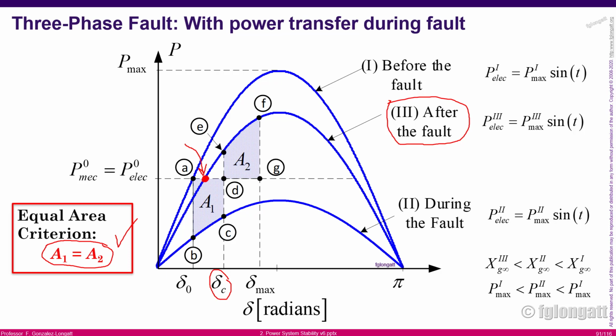What I will do now is show you this is the equal area criteria, okay? The equal area criteria is quite important because it allows you to get delta critical, and delta critical is defining the maximum angle at which you can open the circuit breaker of that transmission line and the system recovers stability, okay? Okay, good.